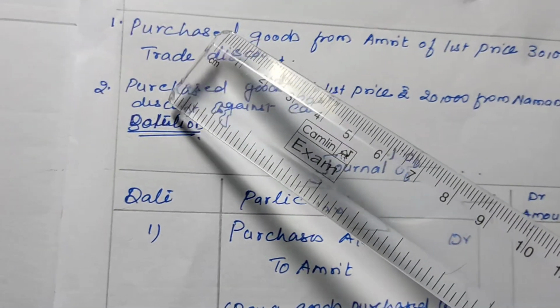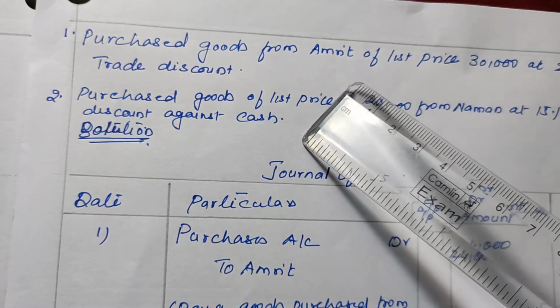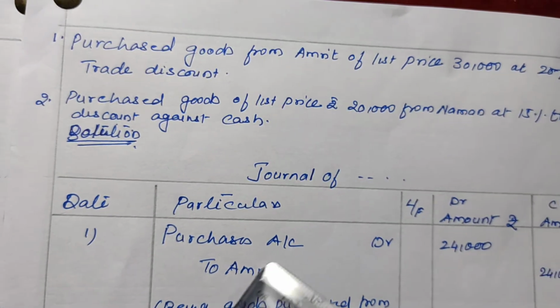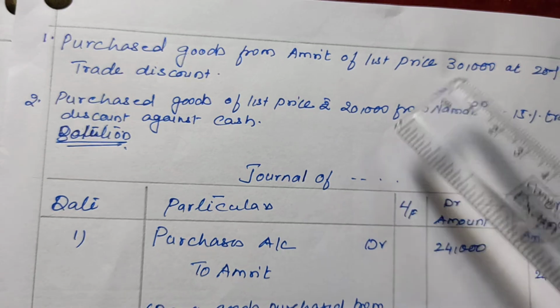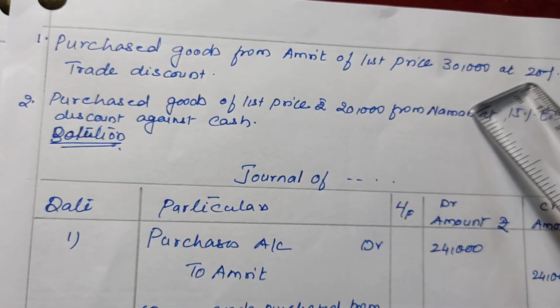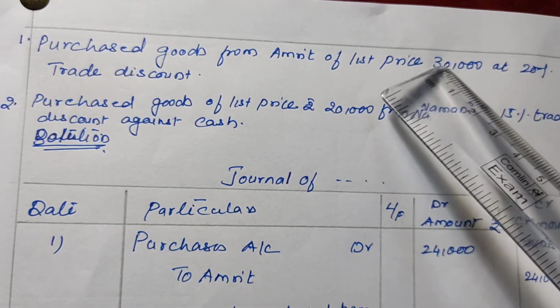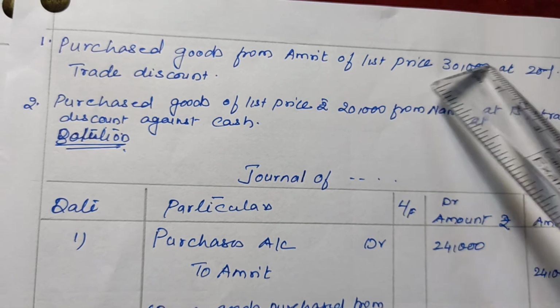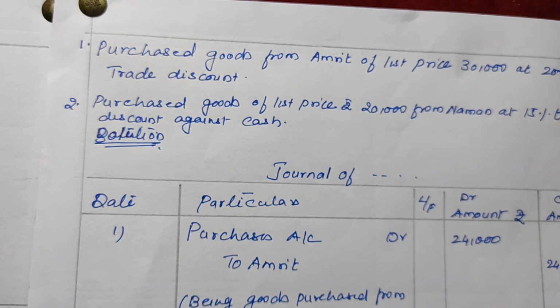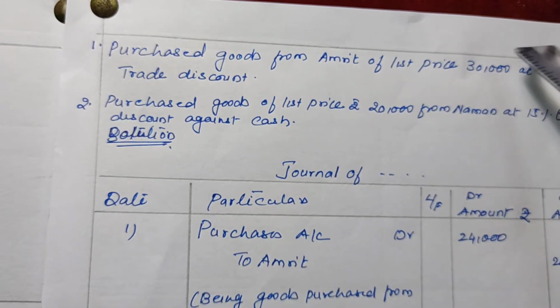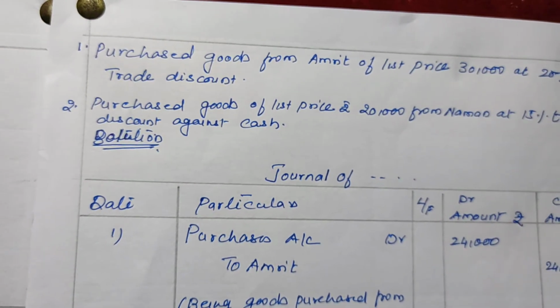What will be our journal entry? Purchases account debit to Amrit. Okay, our entry is purchases account debit to Amrit. Now next is that what amount is to be written when trade discount is given. Here, how we will calculate the trade discount? List price minus trade discount. What is our list price here? 30,000. We have to deduct the 20% of this 30,000.